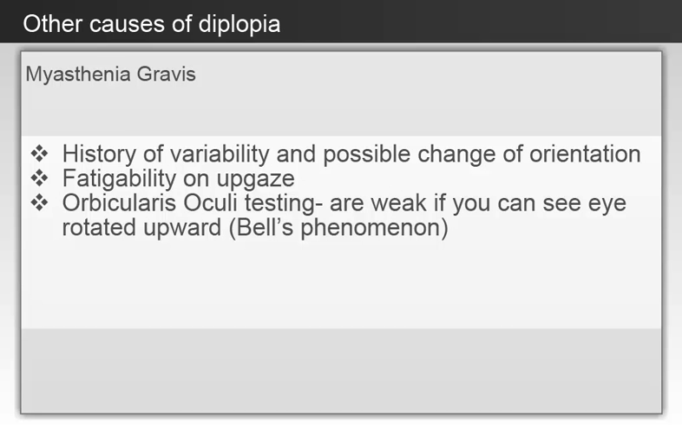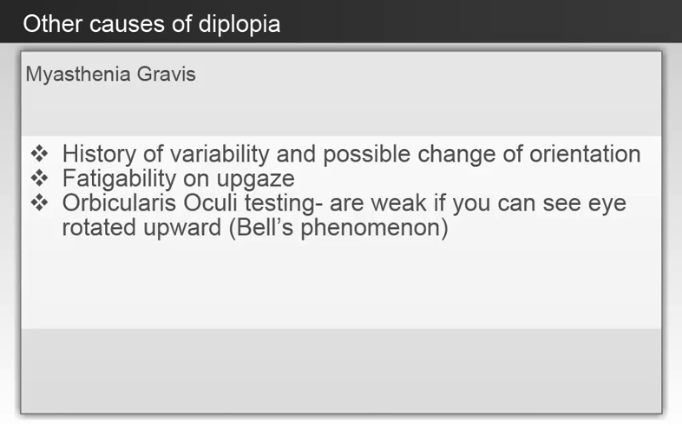And no discussion about diplopia would be complete if the condition of myasthenia gravis was not mentioned, such that on history you would ask about the presence or absence of variability of symptoms, such that there may be diplopia at a specific time of the day, particularly later in the afternoon, or after the patient has become fatigued, or after they've been reading for a long time. And the patient might also notice that the orientation of the diplopia changes. So at times it might be a vertical diplopia, other times horizontal. So those types of variabilities may be suggestive of a neuromuscular disorder.